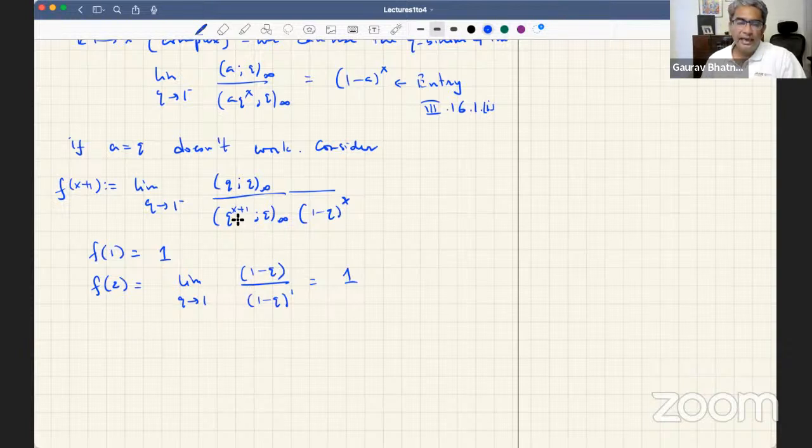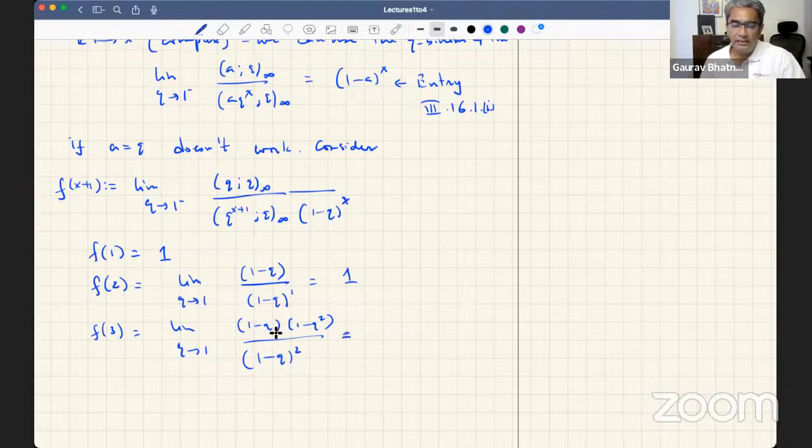So when x is equal to 1, right? And when x is equal to 2, we get 1 minus q, 1 minus q squared, and then here we get 1 minus q squared. So in this limit, one of them cancels, and the other one will give you 1.